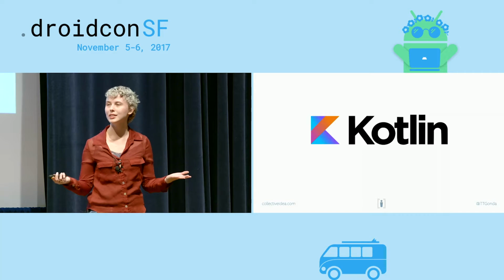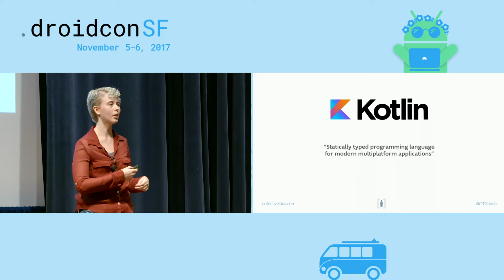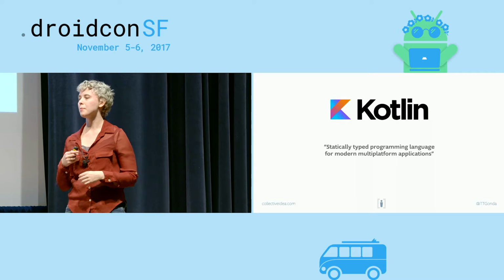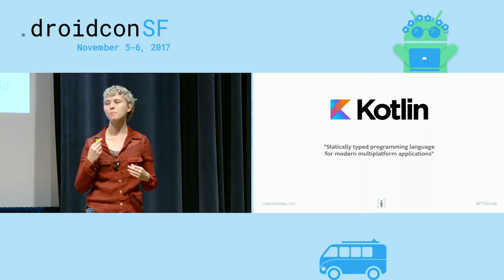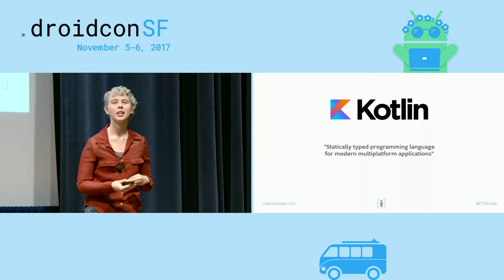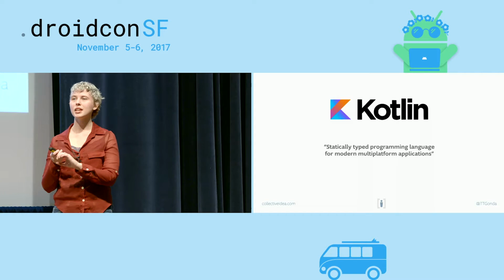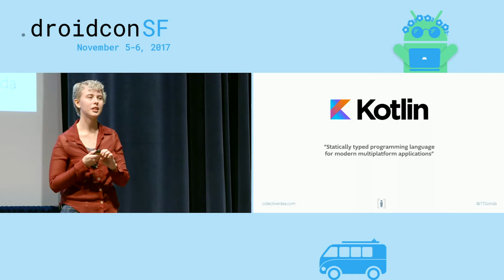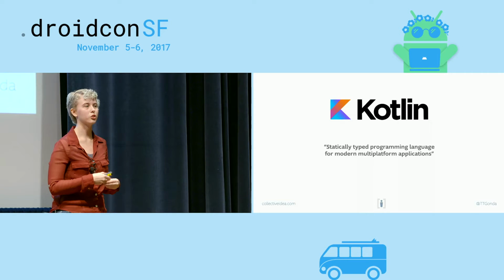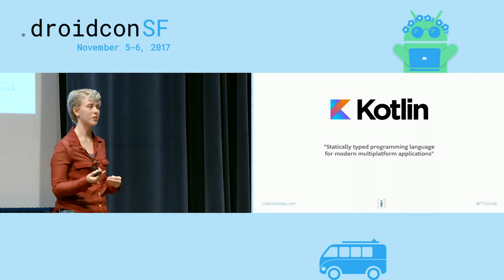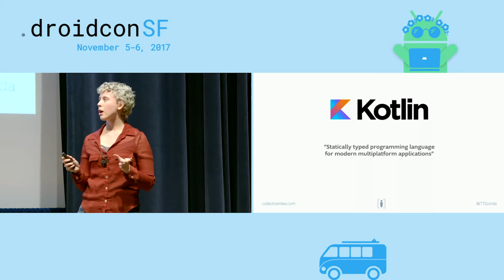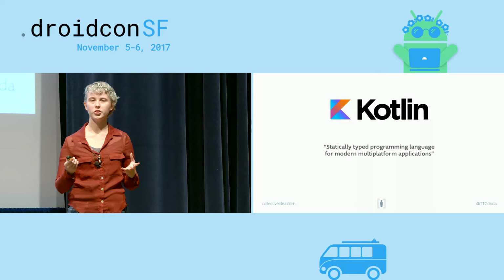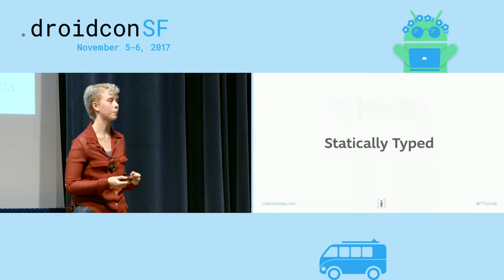So, what is Kotlin? On the website, it is described as a statically typed programming language for modern platform applications. It targets the JVM, Android, JavaScript, and native. But today, we're just going to focus on the JVM. So let's pick this apart a little bit more to understand what we're dealing with.